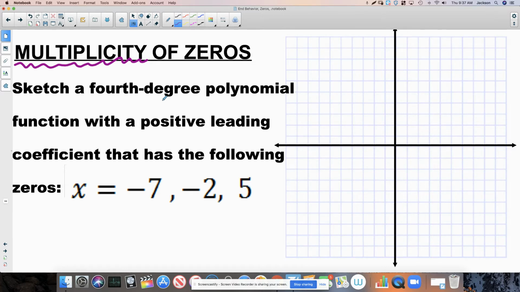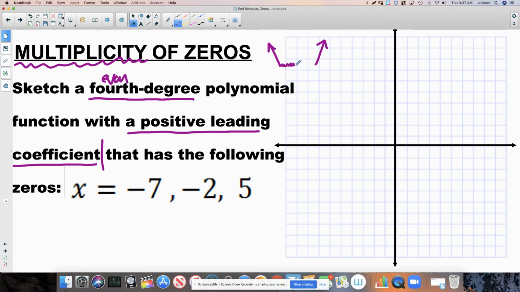But this says sketch a fourth degree polynomial, an even degree polynomial with a positive leading coefficient. So let's pause and say if this is fourth degree, that's an even degree, with a positive leading coefficient, right away we know that the end behavior of this graph is going to look like this. It has to, because it's an even degree polynomial with a positive leading coefficient. I don't know what's going to happen in here, but I know without a doubt that it's going to rise to the left and rise to the right.